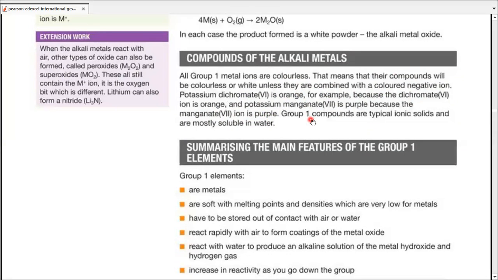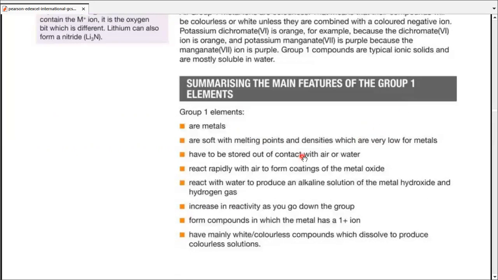Remember, group 1 compounds are typical ionic solids, are mostly soluble in water, and are white solids, as previously discussed. We may also call them colorless solids, but white solid is a good way to say it. In exams, I appreciate students writing white solids as their state. So let's summarize all the features of group 1 elements.